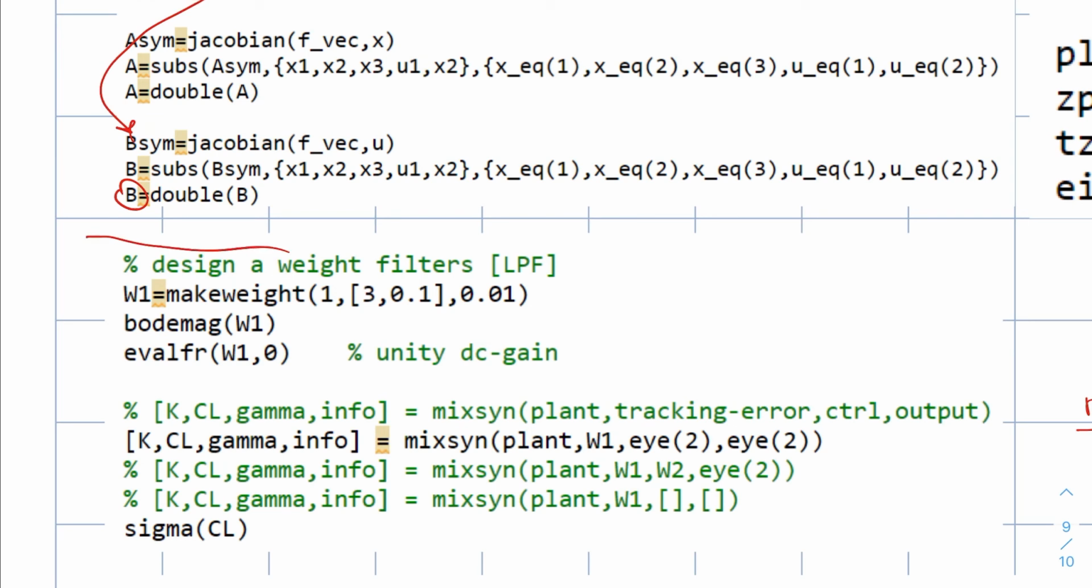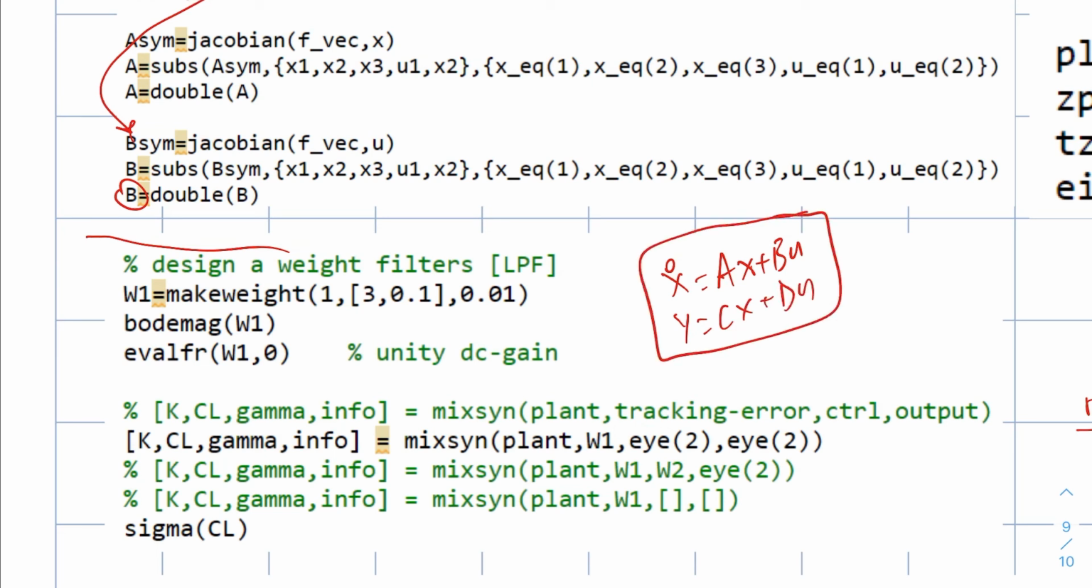Now what you have is a linearized plant. So design a controller, design K, right? Design a controller. Okay, just to design a quick controller, I would recommend you to use mixed synthesis, right? Because the syntax is really simple, and it would allow you to have a quick design.